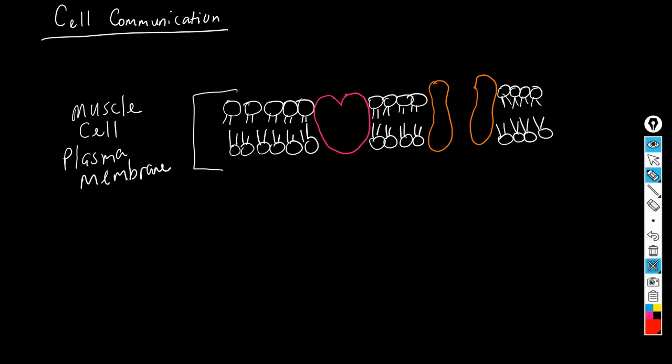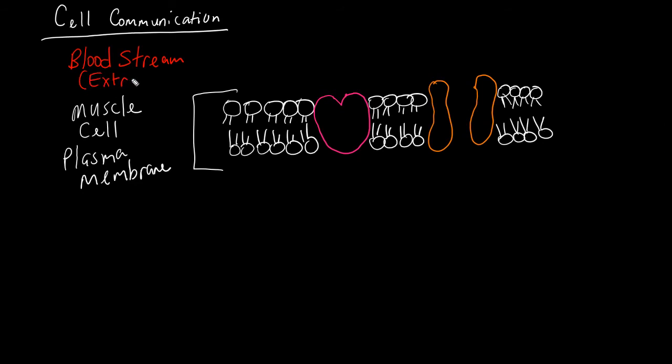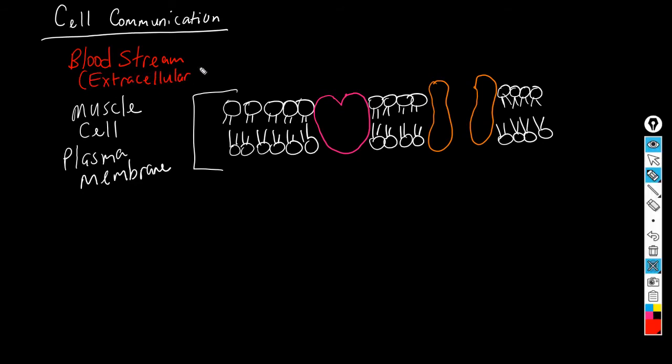So on one side of this membrane, I'm going to label this as the bloodstream. The bloodstream would be considered the extracellular fluid. On the flip side of that, we're going to label this down here the cytoplasm. And the cytoplasm would be composed mostly of the cytosol, which is composed mostly of water.